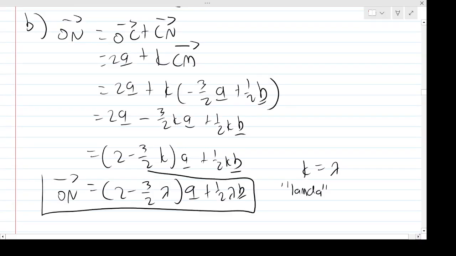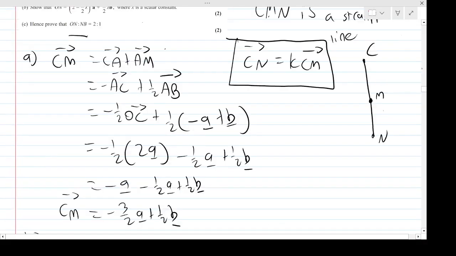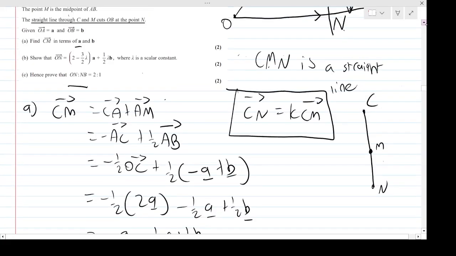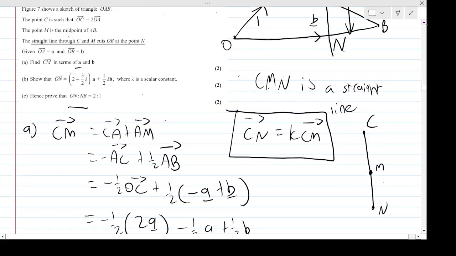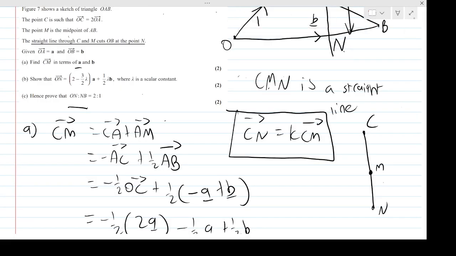There we are. That's part B done. Then for part C, they want us to prove that O to N and then N to B is 2 to 1. Lastly, right? So obviously this ON is on the line O to B. They basically want us to show that from O to N it's 2 parts, then N to B is 1 part. That's what they want us to show, right?